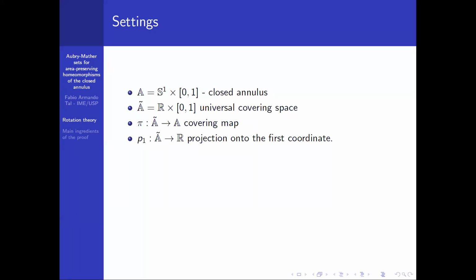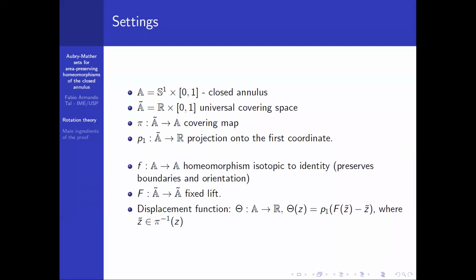I'm just using P1 as the projection on the first coordinate. It's how, in the strip, not in the annulus, you say how far along the strip am I. And then I'm usually going to work with a homeomorphism of the annulus which is isotopic to the identity. That means here just that the top boundary is sent to the top boundary, the lower boundary is sent to the lower boundary, and it preserves the orientation.